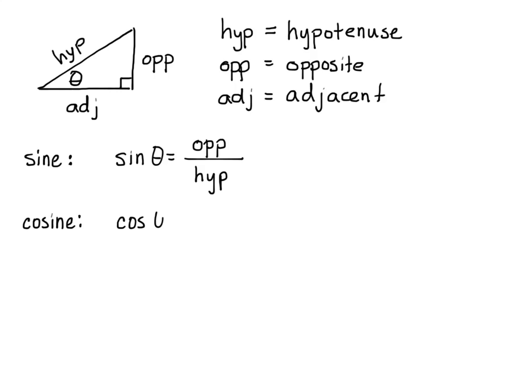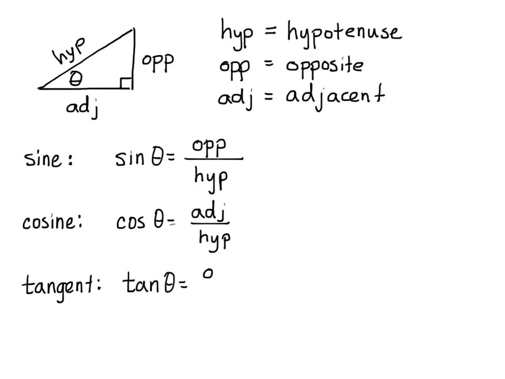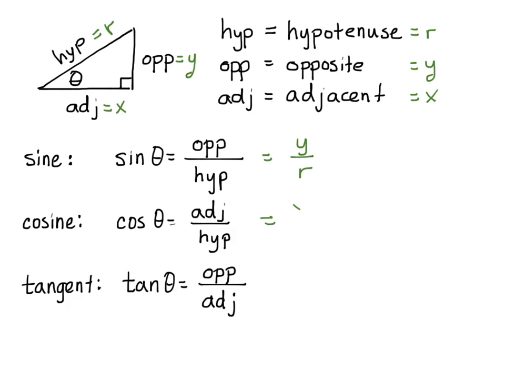Okay, then we have cosine. Cosine is the adjacent over the hypotenuse, and then we have tangent, which is the opposite over the adjacent. So if I go back and say my opposite is y, my adjacent is x, and my hypotenuse is r, then I'm looking at these ratios as: the sine is y over r, the cosine is x over r, and the tangent is y over x.